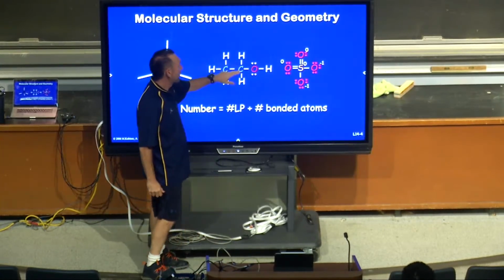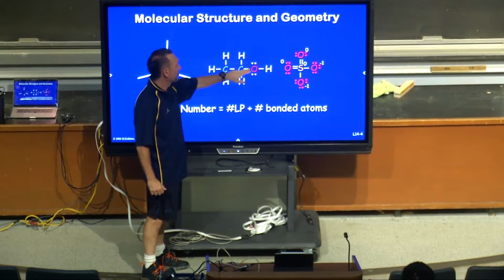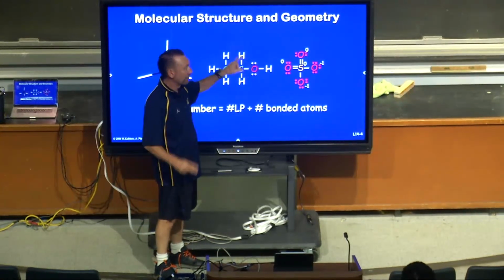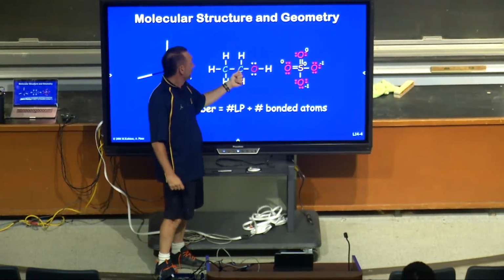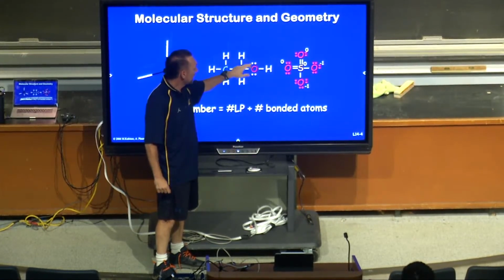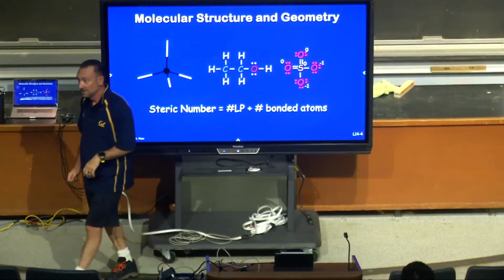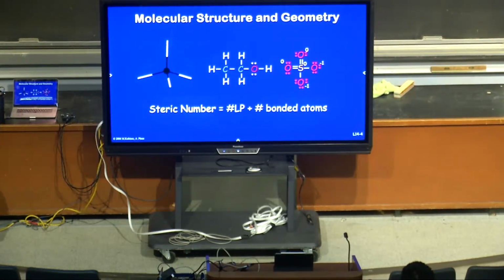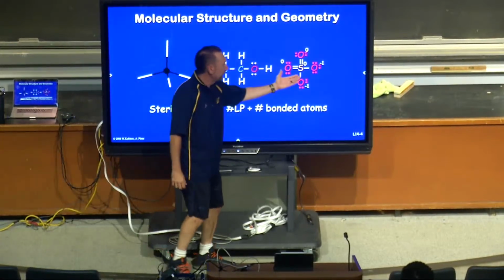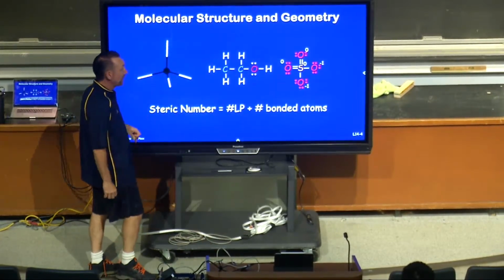Same thing for this carbon. It has to account for 4 things around it. This oxygen also has to account for 4 things. One of them is this carbon, one of them is this hydrogen, but it also has to account for these lone pairs. They take up space. So we see a lot of steric number 4 on this molecule.